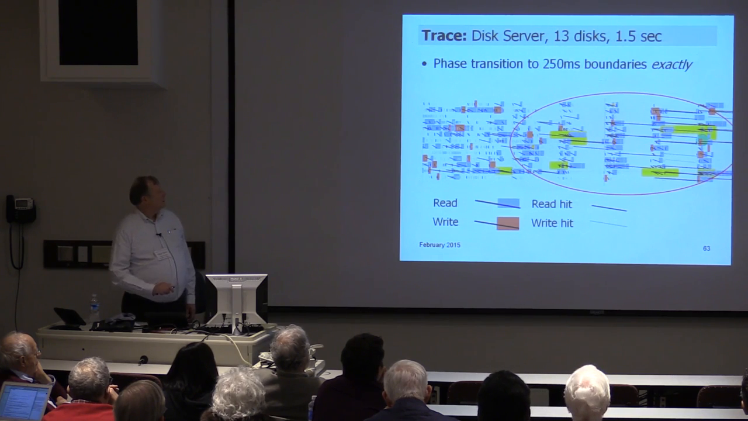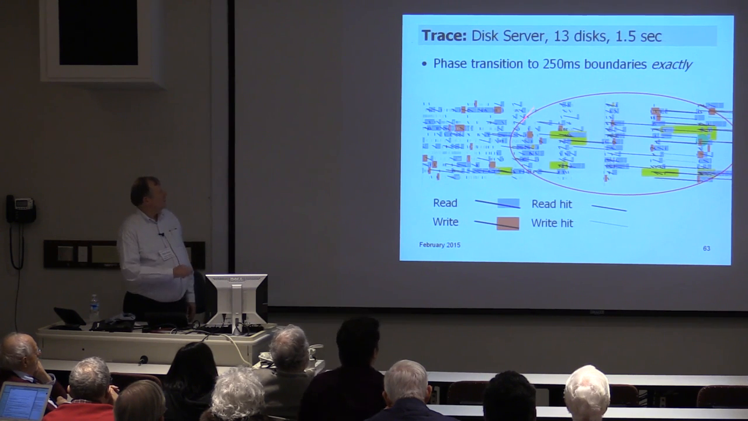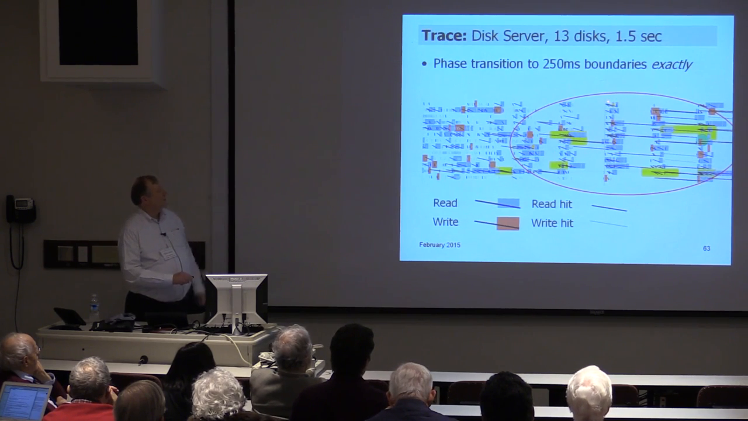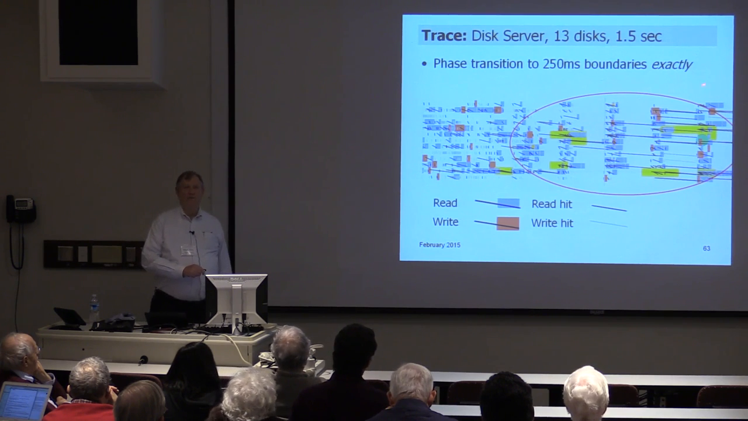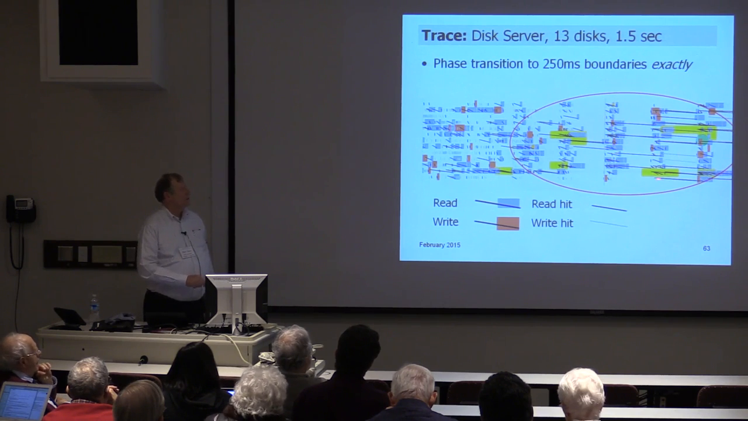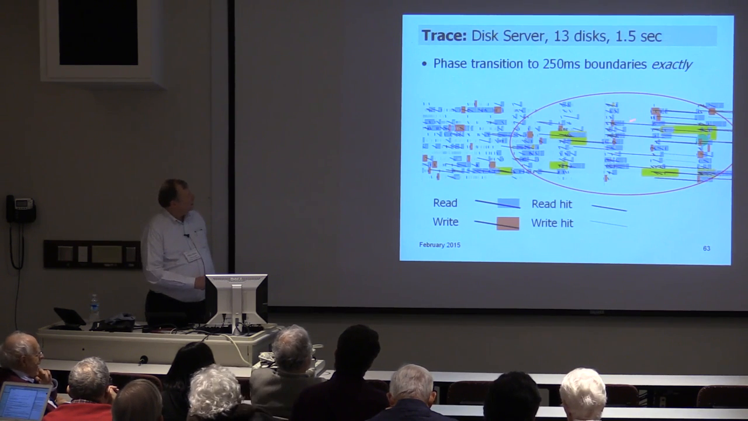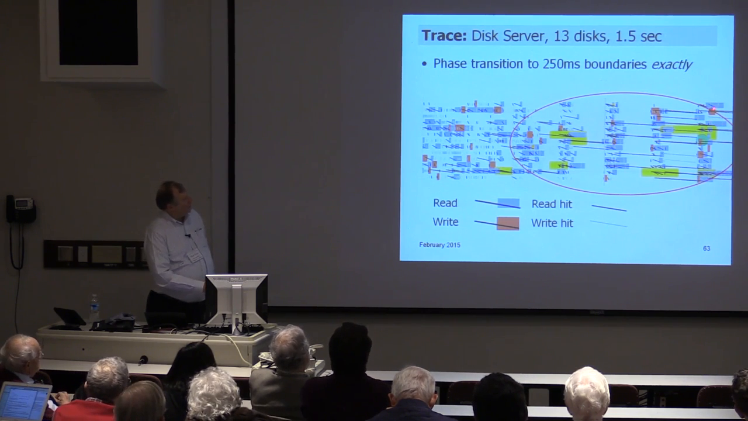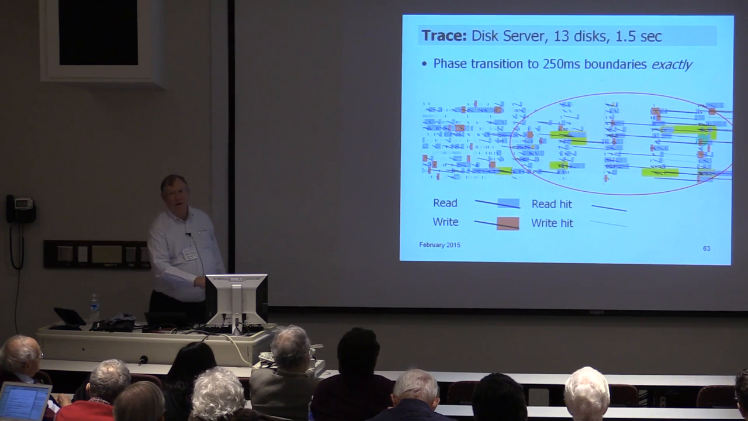Here's the same 13 disks, the same server, a little while later. And all the disks are busy, and then bam, there's this phase transition. All the disks do two or three reads, and then nothing happens for 250 milliseconds. And then they all do a few reads, and then nothing happens for 250 milliseconds. And in fact, the delay of something that came in just after this edge is 250 milliseconds. And the delay for all these guys is 250, 250, a little under 250, 250. And there's some that start here that are 500, and there's some further out that are 750.